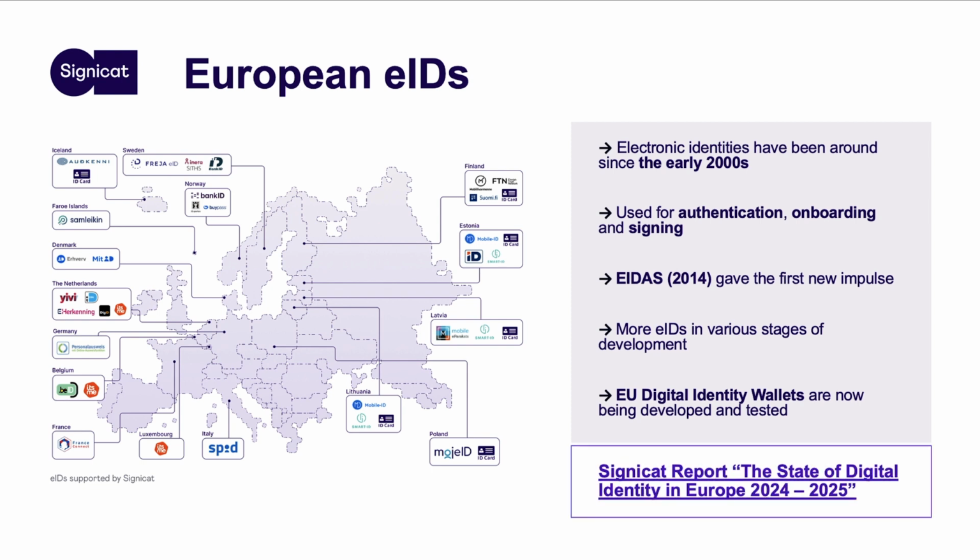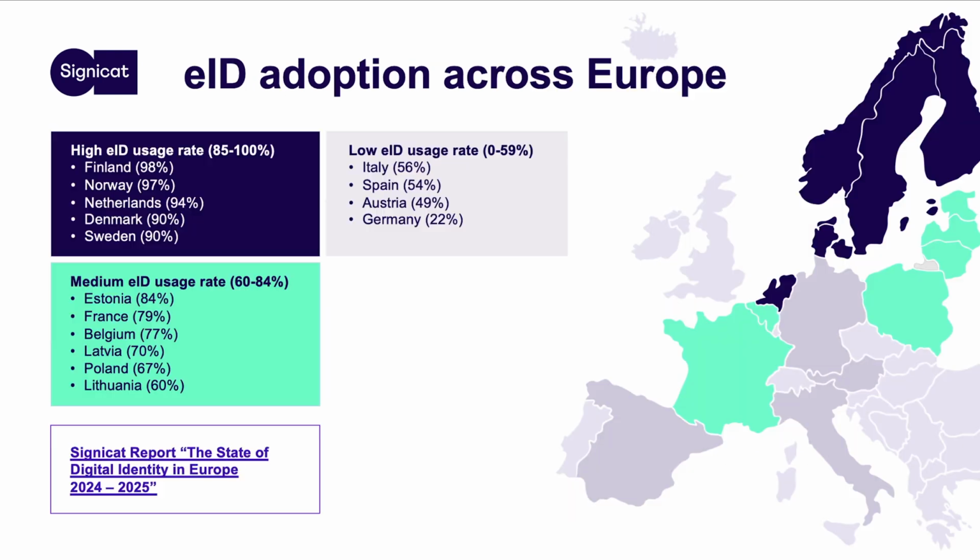If you want to know more about European eIDs, look at this report, which compares the state of digital identity in Europe for 16 countries. And the slides will be shared, or I shared them with you guys, so please distribute them so people can click on links.